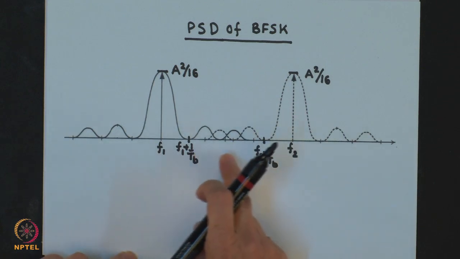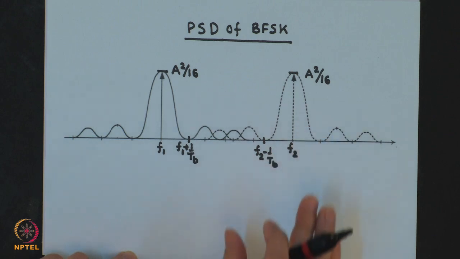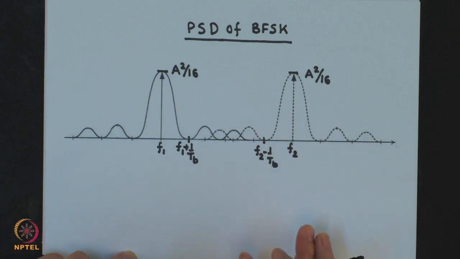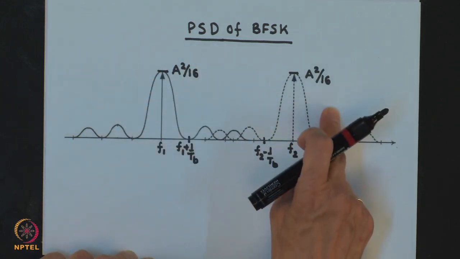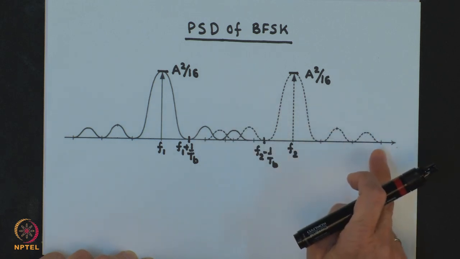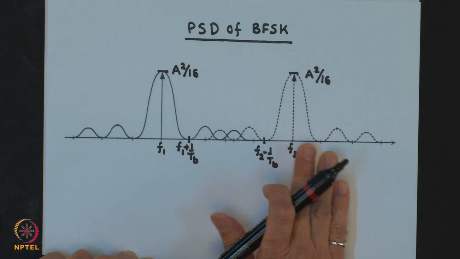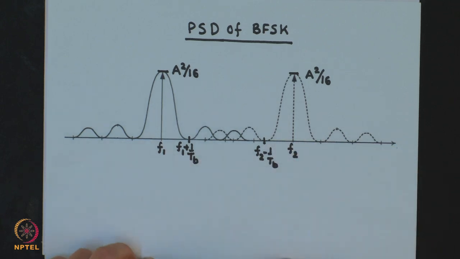Now remember that sinc x falls off as 1 by x for high values of frequency. So what this means is that this power spectral density will fall off as 1 by f squared for frequencies far off from f1 or f2.